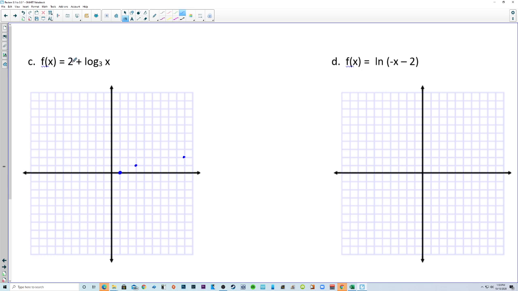And then we push all of those up 2. So up 2, and up 2. And that vertical asymptote, that is the y-axis, it stays there because we didn't push left or right. We just pushed up.